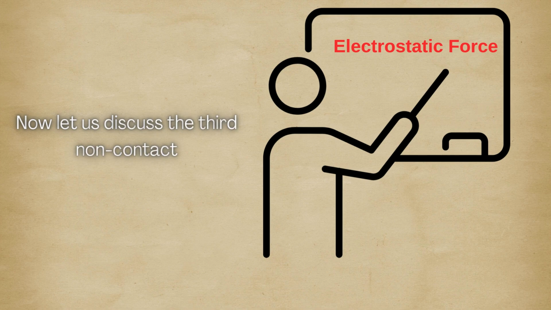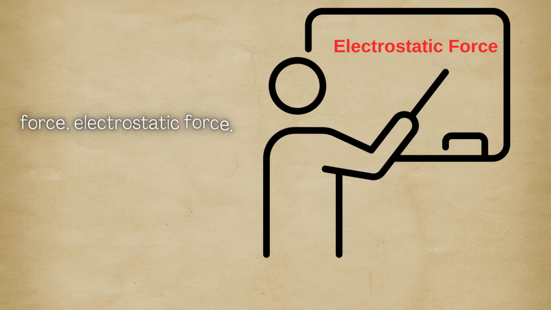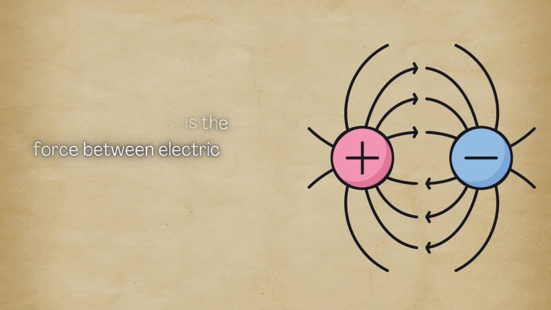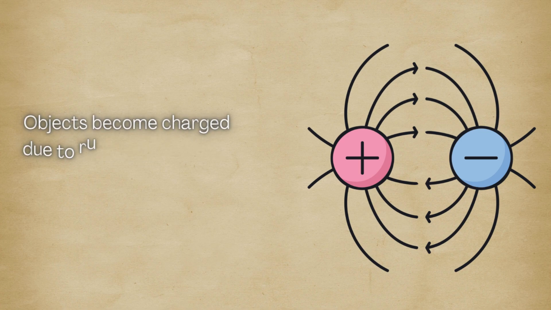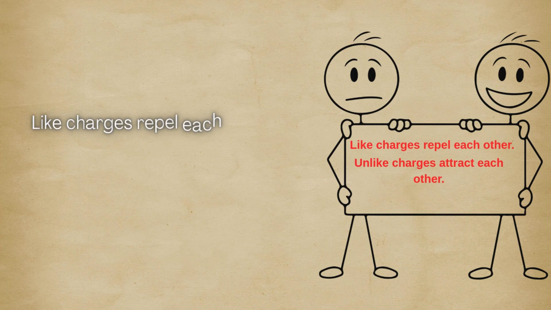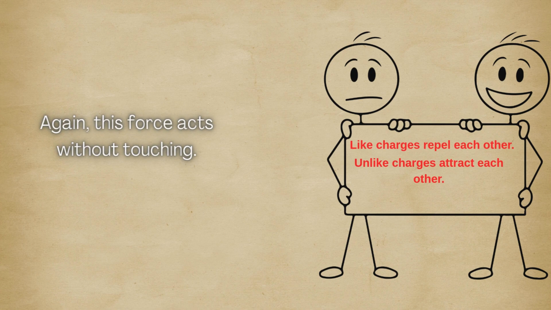Now let us discuss the third non-contact force, electrostatic force. Electrostatic force is the force between electric charges. Objects become charged due to rubbing or friction. There are two types of charges, positive and negative. Like charges repel each other. Unlike charges attract each other. Again, this force acts without touching.